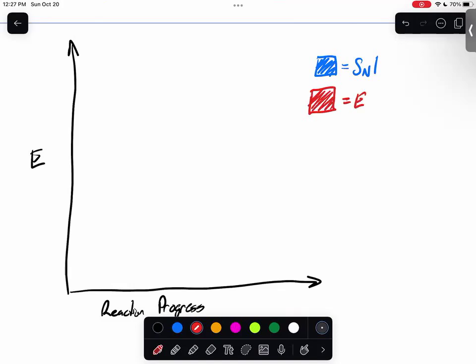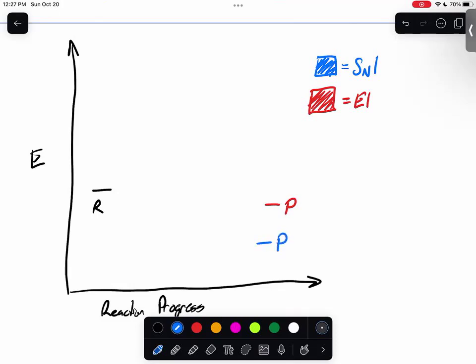We're going to have to take a second to think about some things. So first, our reactants should be the same energy, right? We know based on what we just calculated that the product for the E1 is less stable than the product for the SN1, right? We just calculated the delta H's for that.